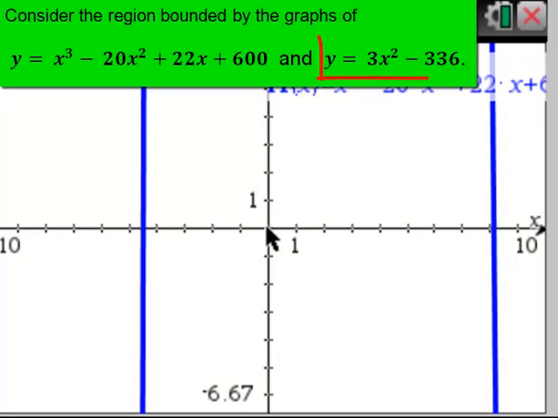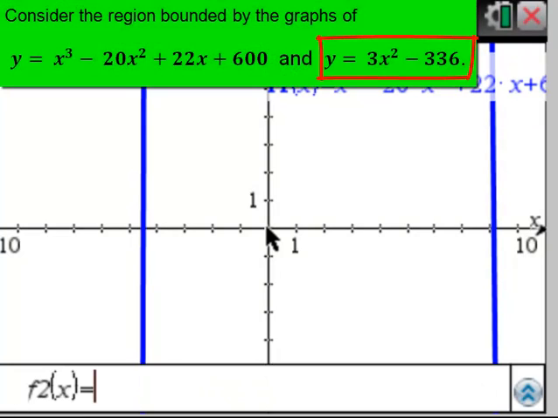Let's get this second function put in here. So tab to bring up the formula line. What are we expecting here? That's a quadratic function, which is going to have a parabola which opens upwards, having a vertical axis of symmetry. Also, with that minus 336, it's going to take the parabola y equals 3x squared and translate it down 336 units. Very well, now at least we know what to expect. Let's put it in here.